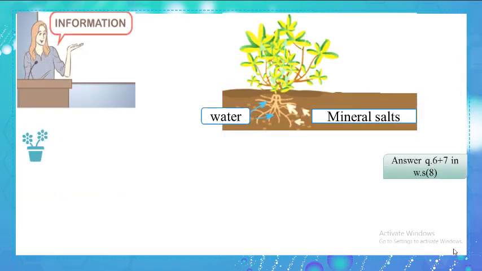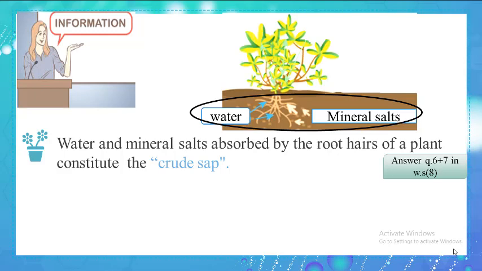So what is absorbed from the soil? The absorbing hairs absorb water and mineral salts. What do water and mineral salts form? Water and mineral salts absorbed by the root hairs of the plant constitute the crude sap, which means they form the crude sap. So what is the composition of the crude sap? It is composed of the water and mineral salts absorbed from the soil.